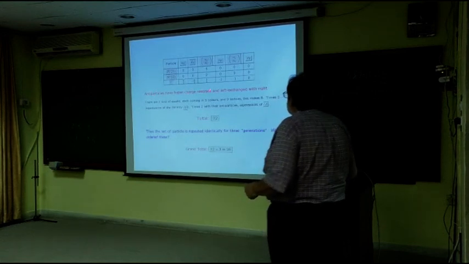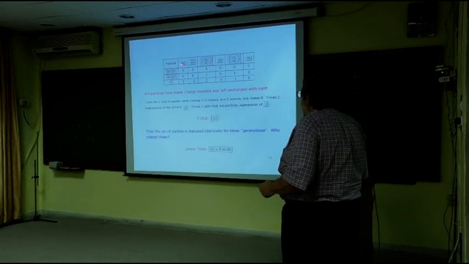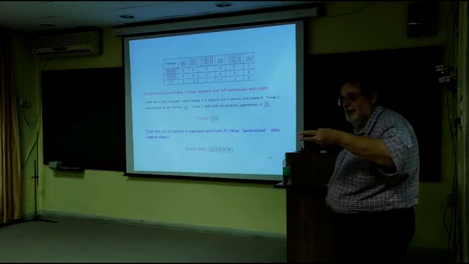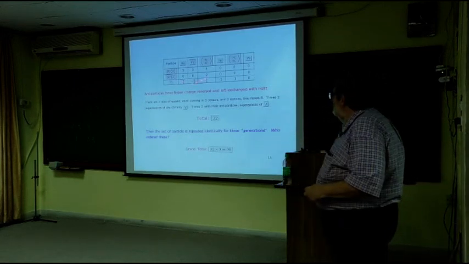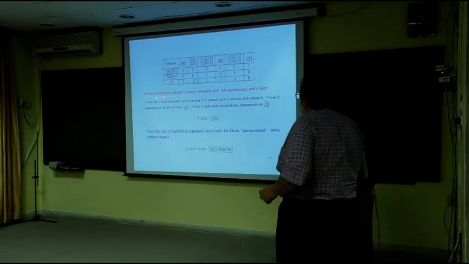Now, antiparticles have hypercharge reversed and left exchanged with right. So if I have to consider a right-handed up quark, it will be in a doublet with the down quark. So left changes with right, but things act on the other side. So what do I have?